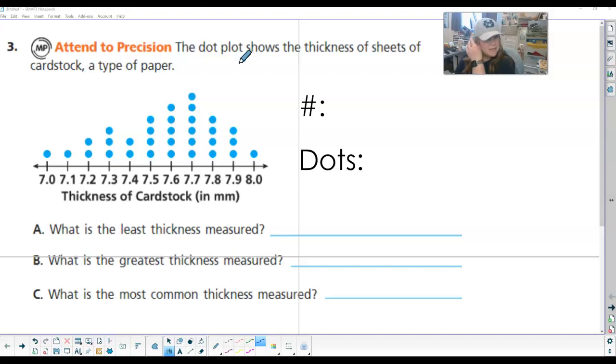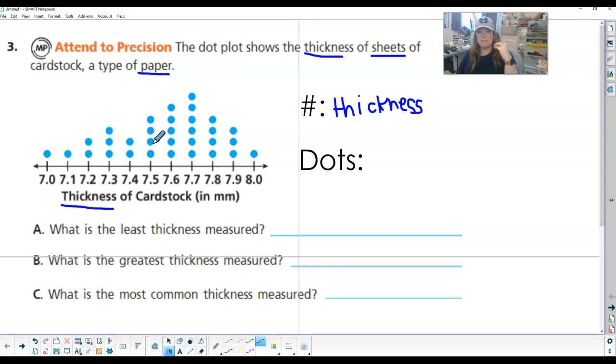So number 3 tells us that the dot plot shows the thickness of sheets of cardstock, which is a type of paper. So we're looking at thickness of paper, right? Thickness of the sheets of paper. So these numbers are the thickness, and the dots then are every time there's a piece of paper with that thickness, they're putting a dot. So a dot is the actual piece of paper.